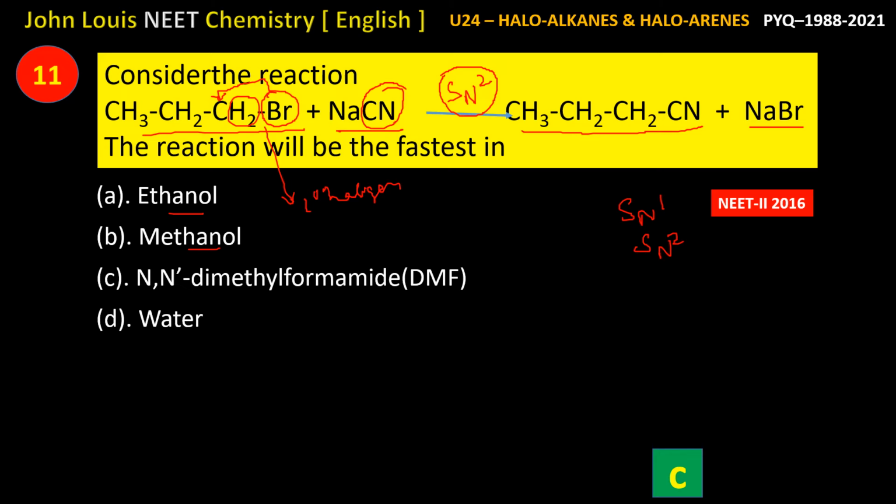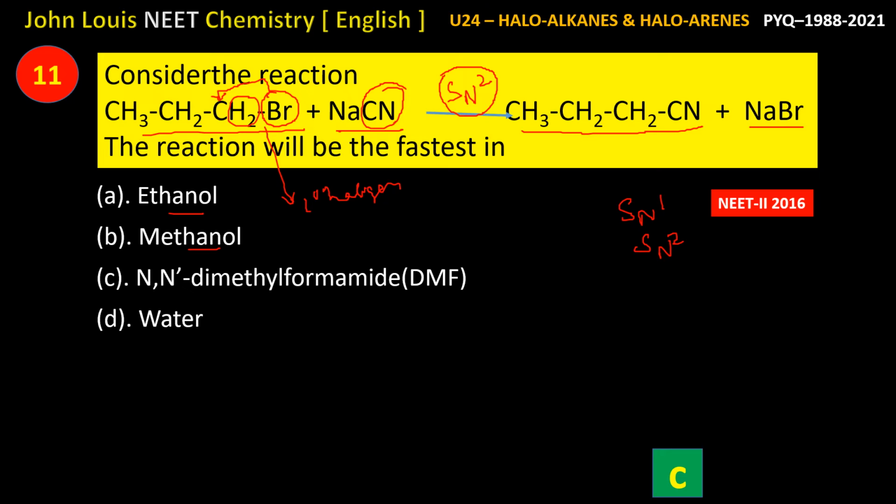Okay, so now the reaction will be the fastest in which solvent? They are given some solvents here: ethanol, methanol, N,N-dimethyl formamide and water. So they are given four solvents. In which solvent the reaction will be the fastest, they are asking. But now we have determined this will undergo an SN2 type of reaction. So we should know in what type of solvent an SN2 reaction will proceed the fastest.